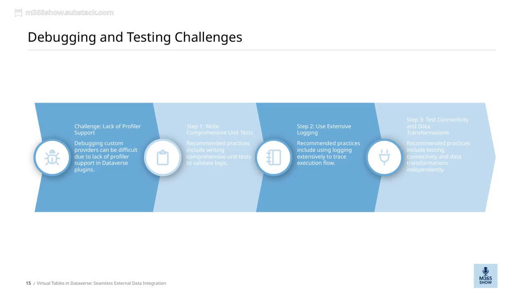Let's talk about some of the common challenges we face when debugging and testing, especially in the context of virtual tables in Dataverse and external data integration. One key point to keep in mind is that testing connectivity and data transformations separately is crucial. By doing this, we can isolate issues more effectively and ensure each component works as expected before integrating everything together.